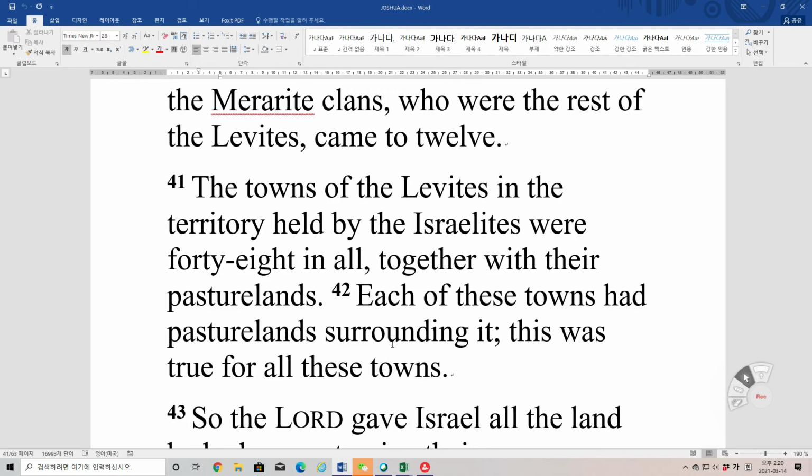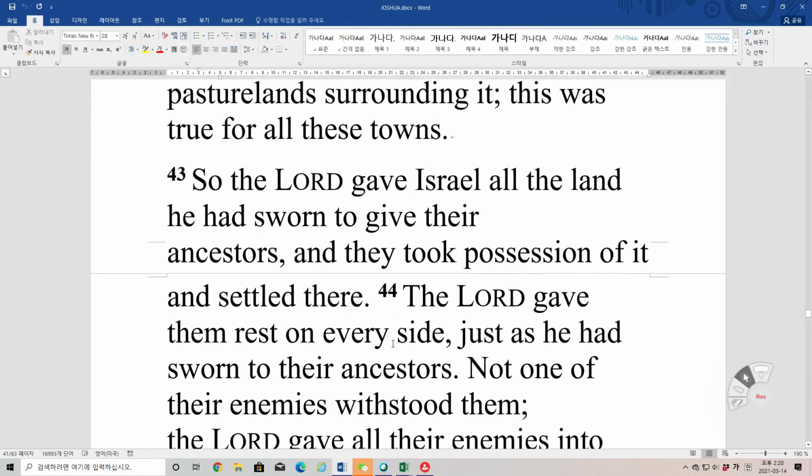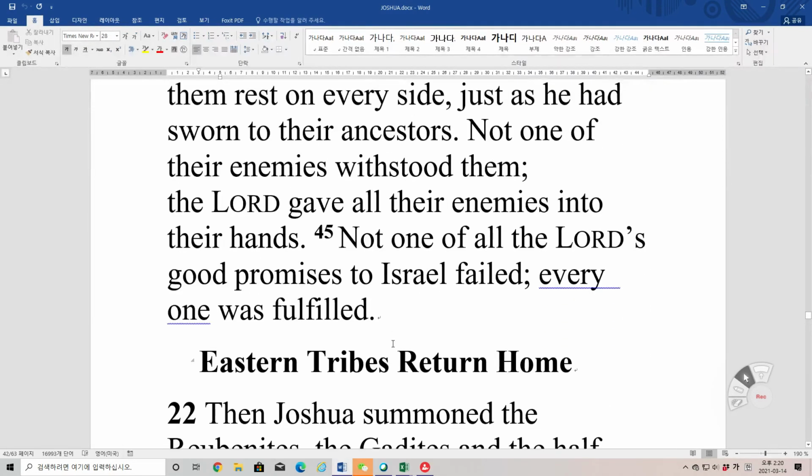Each of these towns had pasture lands surrounding it. This was true for all these towns. So the Lord gave Israel all the land he had sworn to give their ancestors, and they took possession of it and settled there. The Lord gave them rest on every side, just as he had sworn to their ancestors.